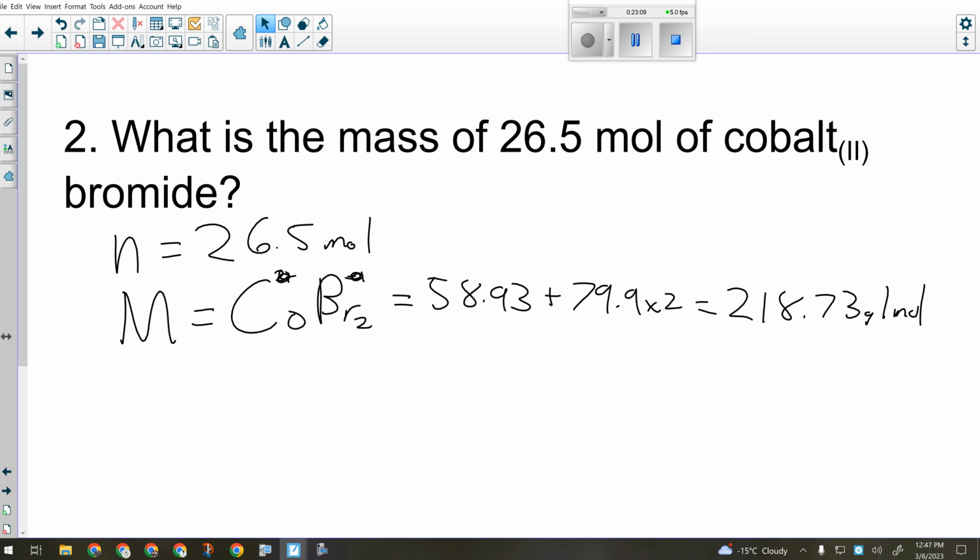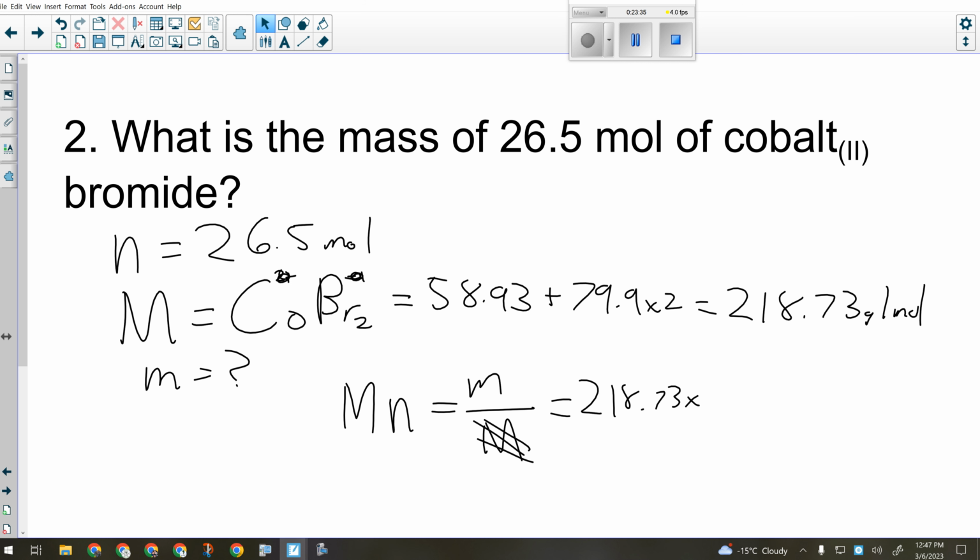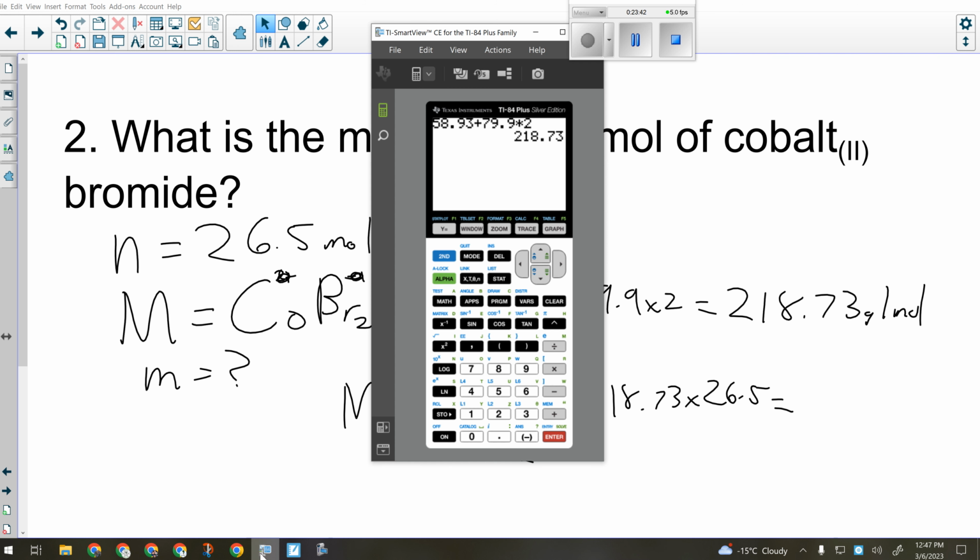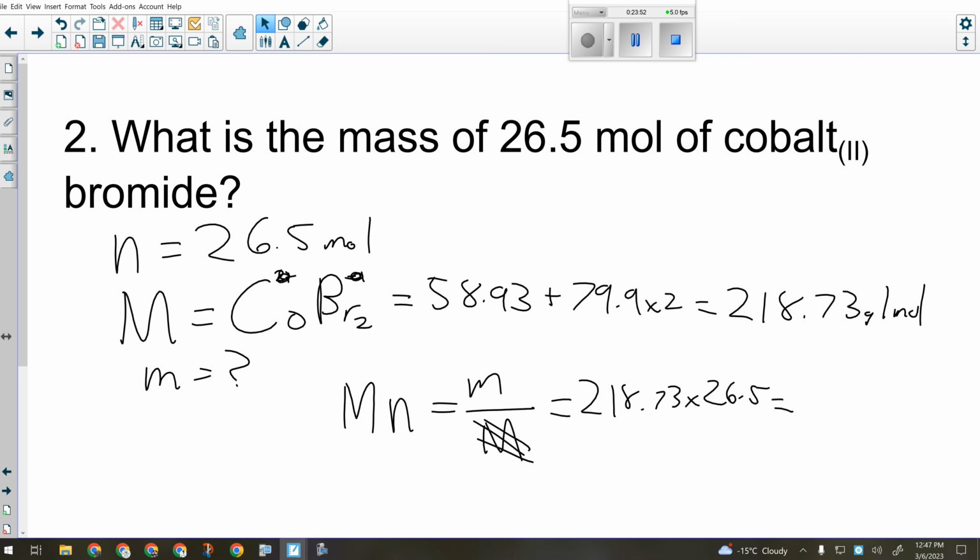Grams per mole. All right, so now that I've got the molar mass, I'm supposed to find little m, which means I'm going to have to manipulate the mole equation for little m, which just means multiplying both sides by big M. Okay, now that I've got that, I just need to plug in my numbers. So 218.73 times 26.5. Okay, so we got 5,796.35. What are my units for that? Grams.